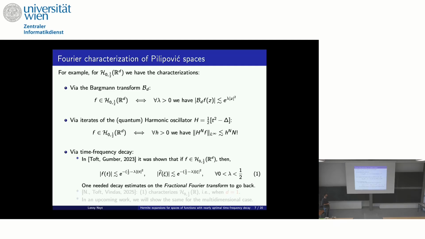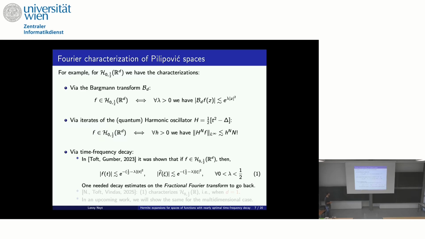And it was shown that if your function belongs to, for instance, the largest Pilipović space, then we have this time-frequency decay here. This lambda is like a kind of error term that goes to the Gaussian, and this can be chosen arbitrarily small. So if the Hermite coefficients have these bounds, then we have the time-frequency decay.